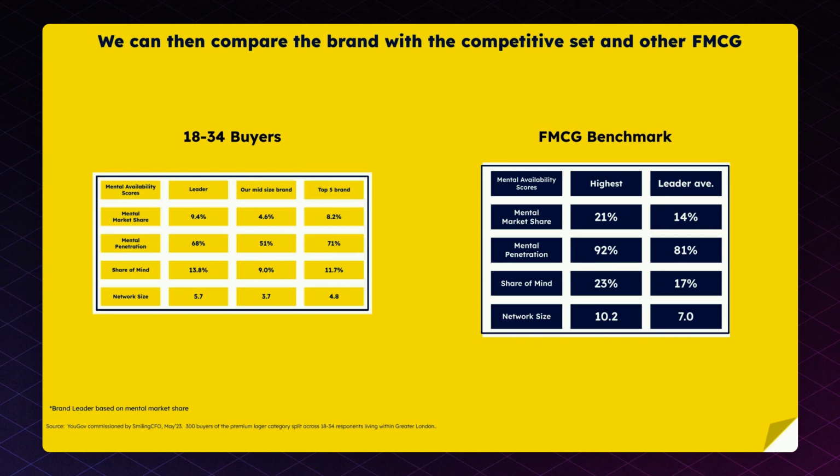And if you then want to understand how strong these scores are in the context of the overall FMCG market, we're able to show that as well. Really interestingly, the top score that we found in our database so far for mental market share is 21%. The leader average across our categories is 14%, and yet in this very, very competitive lager market, the leader only has 9.4%.